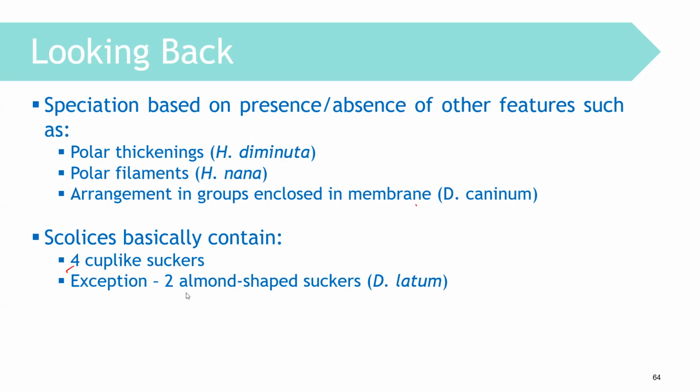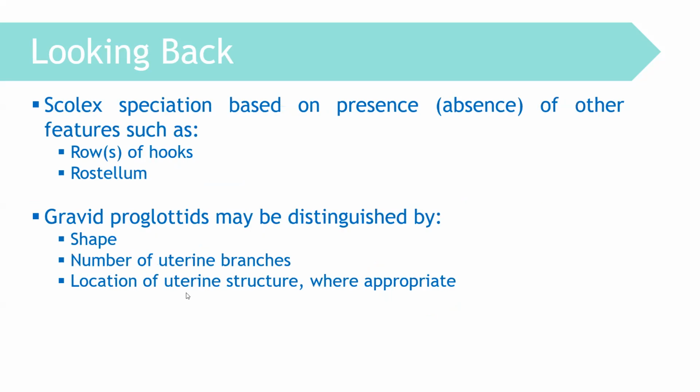Scolices usually have four suckers, except for the almond-shaped one. Another term for it, aside from spoon-shaped, is the almond-shaped suckers of Diphyllobothrium latum, and that is what we call bothrium. What else? The presence or absence of the rostellum will also be useful. If there's a rostellum, are there hooklets or no hooklets? The shape of the proglottids, the number of uterine branches, and the structure of uterine branches will help us identify the parasite based on its proglottids.